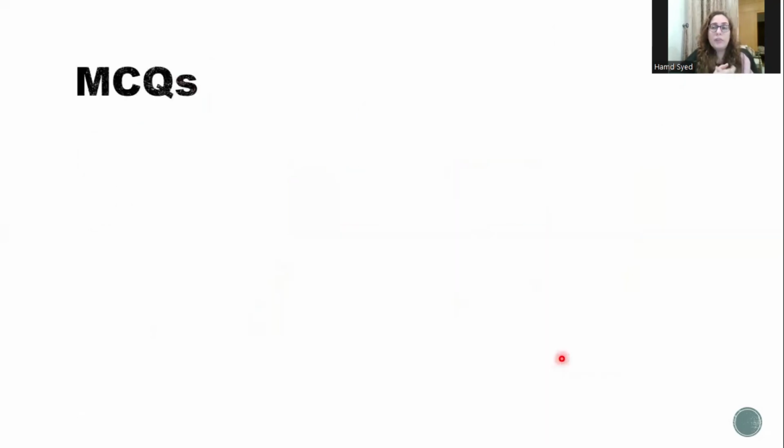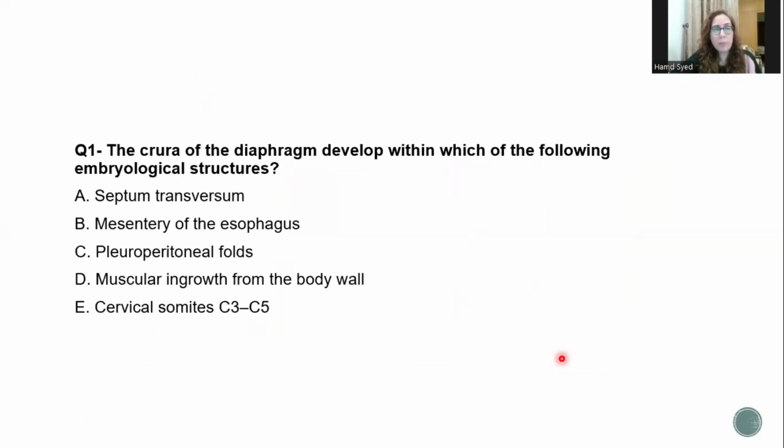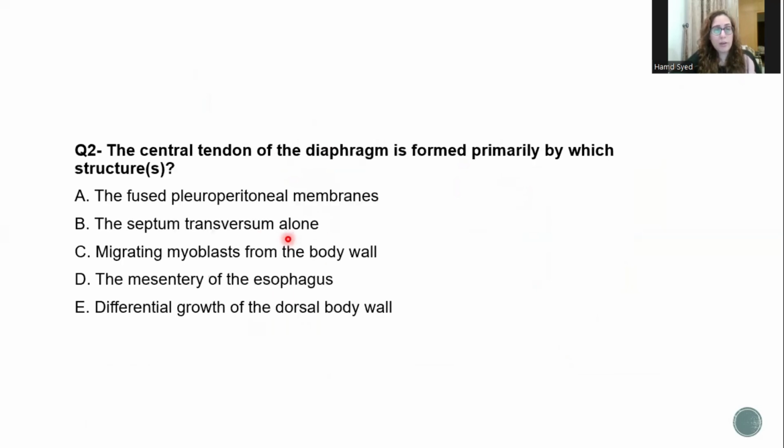So now that we've discussed the different types of hernias as well as the normal formation of the diaphragm, here are some basic MCQs which you should be able to attempt. Number one, the crura of the diaphragm develop within which of the following embryological structures? I told you in the beginning that the crura of the diaphragm develop within the mesentery of the esophagus. So B is the answer to question 1.